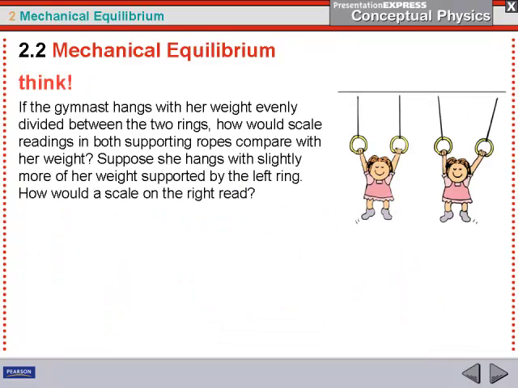If the gymnast hangs with her weight evenly divided between the 2 rings, how would scale readings in both supporting rods compare with her weight? Suppose she hangs with slightly more of her weight supported by the left ring. How would a scale on the right read?